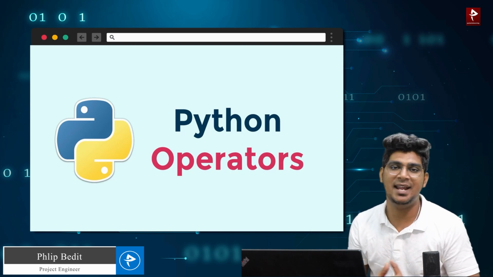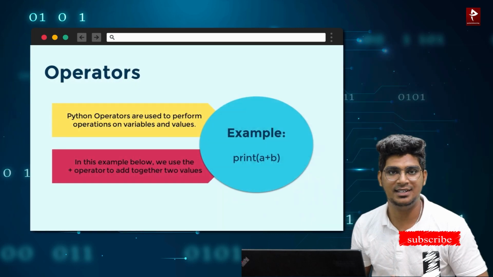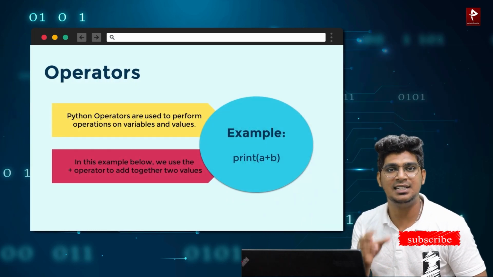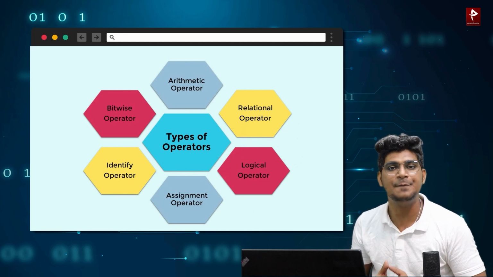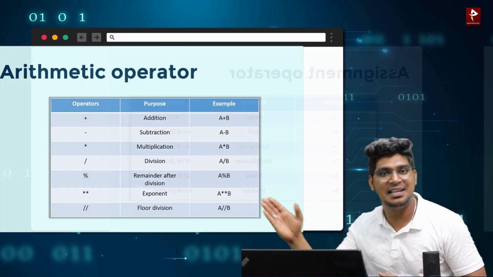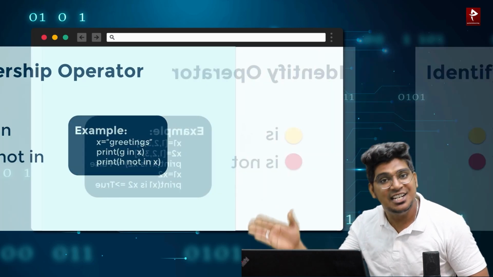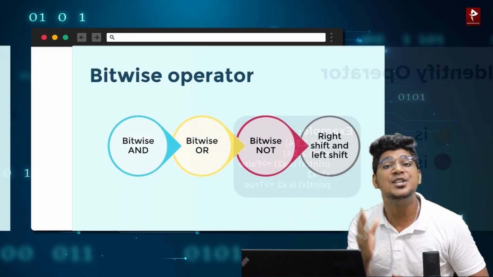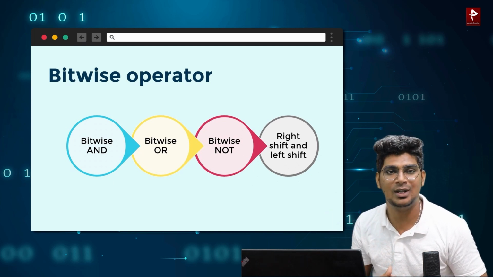So in the video, what are we going to see? Today's agenda: what is an operator? Then the types of operators. The types are arithmetic operator, assignment operator, logical operator, membership operator, identity operator, and finally bitwise operator. We are going to see all these types with explanations and examples.